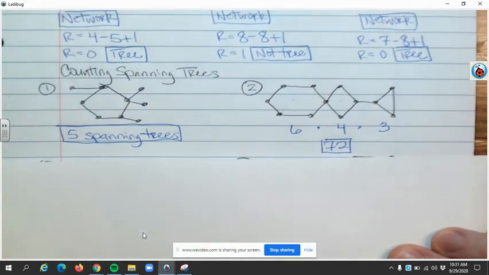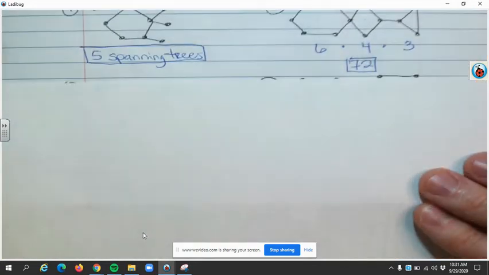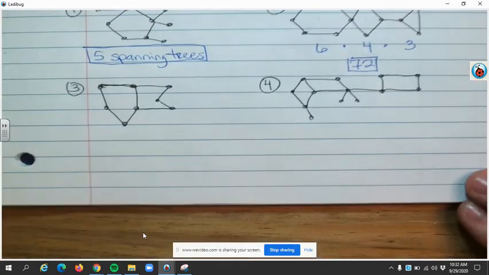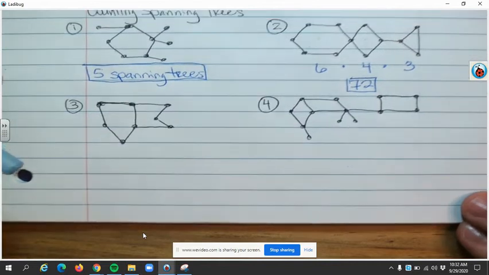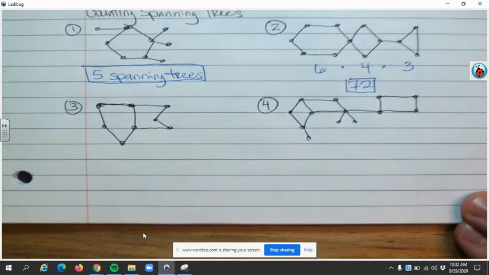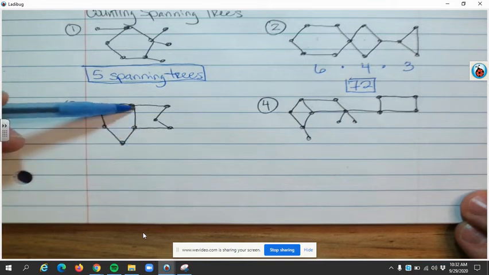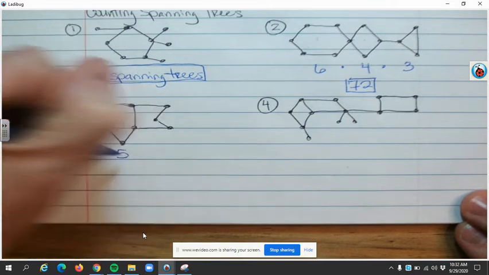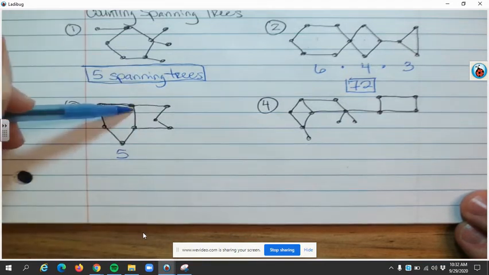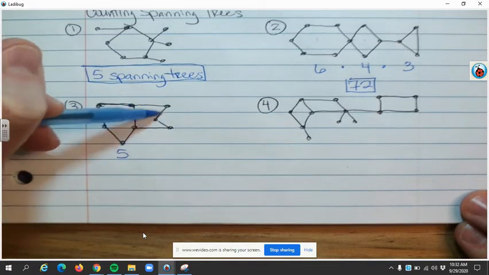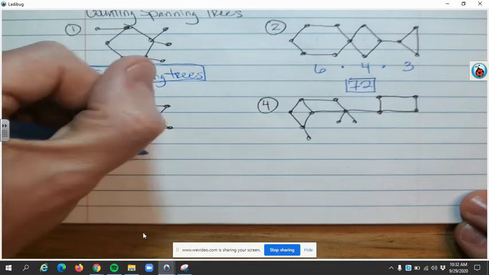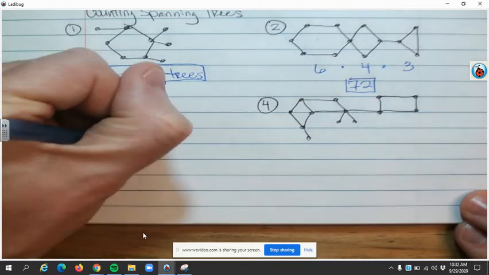Let's make it a little bit more complicated. Number 3 and 4, these are our last two we're going to look at. So number 3, notice, looks very similar to number 2 in that you have multiple circuits. So let's first count the length of each one. So this circuit has a length of 1, 2, 3, 4, 5. This circuit has a length of 1, 2, 3, 4, 5. So I'm going to multiply 5 times 5.